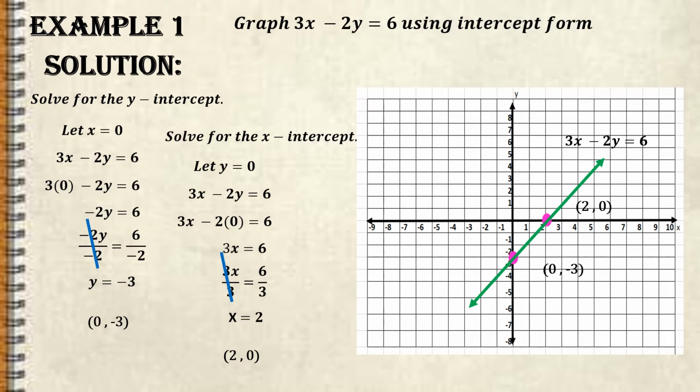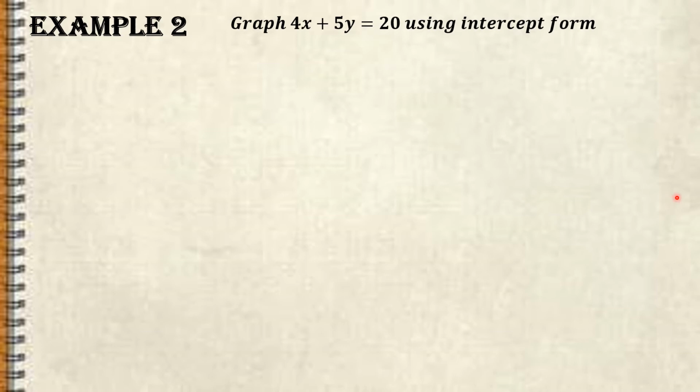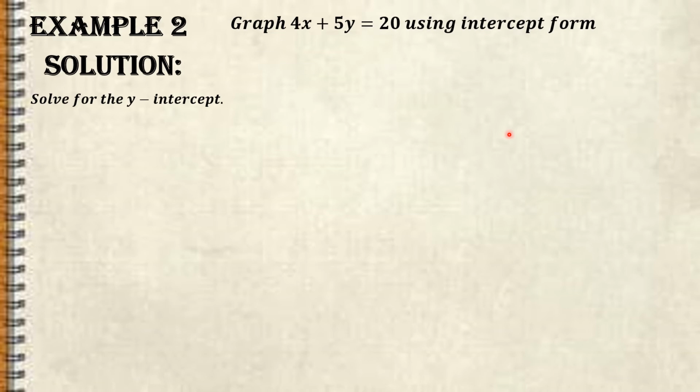Okay, let's have example number 2. So example number 2, that is to graph 4x plus 5y equals 20 using intercept form. So same pa rin, here's our solution. To solve for y-intercept, we need to let x be equal to 0. So you have now 4x plus 5y equals 20. So palitan yung x dito ng 0. Magiging 4 times 0 plus 5y equals 20.